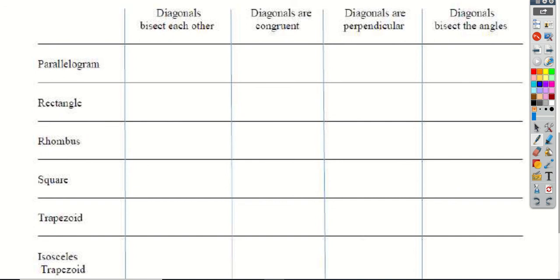For number 12, we are going with which of these is true, pretty much. We'll just check them off. So parallelogram. The diagonals bisect each other? Yes, they do. They are not congruent. They're not perpendicular and they don't bisect the angles, so just that one choice. For a rectangle, it is a parallelogram, so this is going to be true. They are congruent. They're not perpendicular and they don't bisect the angles. A rhombus does bisect because it's a parallelogram. They are not congruent though, so we don't check this one. They are perpendicular and they do bisect the angles. A square, remember, is a rectangle and a rhombus, so all boxes get checked.